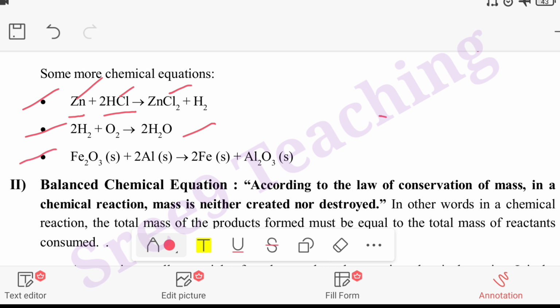And the third equation you see: Fe2O3(s), S means solid, plus 2Al(s), aluminum, gives rise to 2Fe(s) and Al2O3(s). In the brackets, S is nothing but solid. The names: Fe2O3 is ferric oxide, 2Al is aluminum, 2Fe is iron, and Al2O3 is aluminum oxide. Okay, so this is the writing of a chemical equation. What is a chemical equation and how to write it, we have just seen.